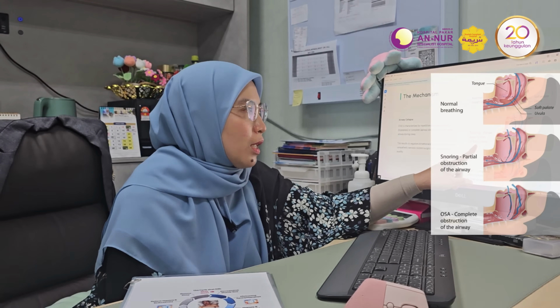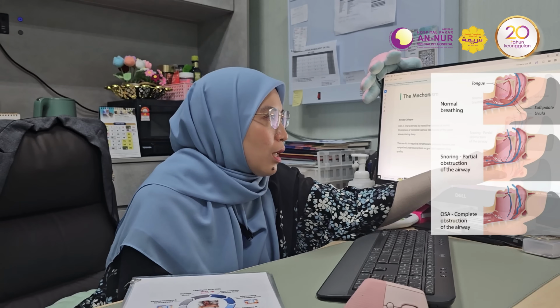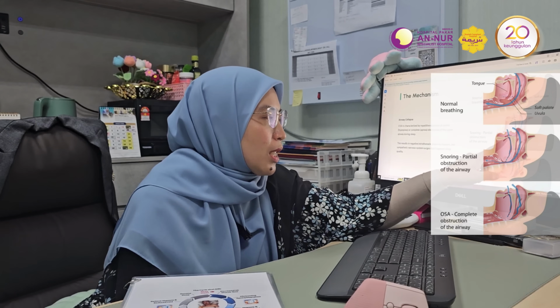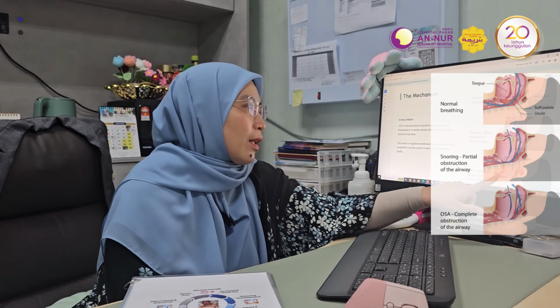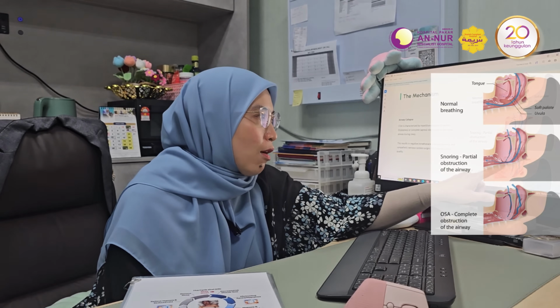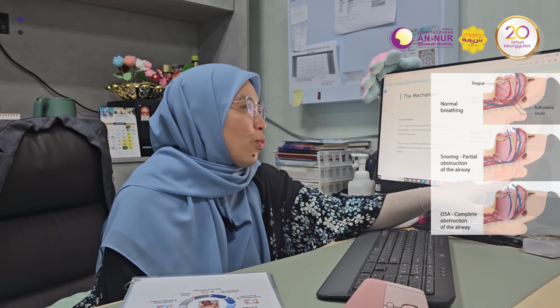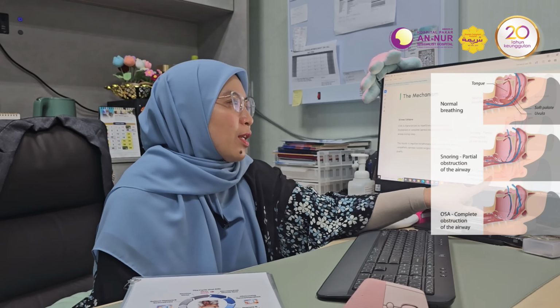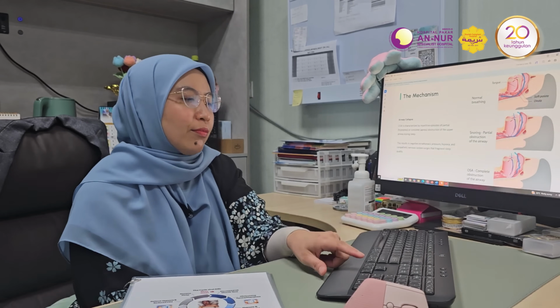But what happens if the patient has partial obstruction? The airway will become narrowed. This is what causes the snoring, the noisy breathing. Then if the tongue falls backwards and closes the airway, this is when the patient will have complete obstruction of the airway, which is also known as apnea.